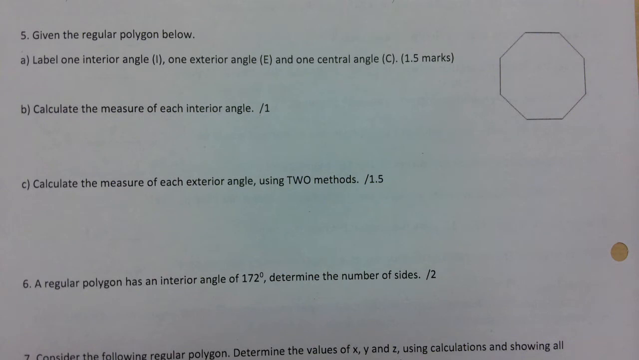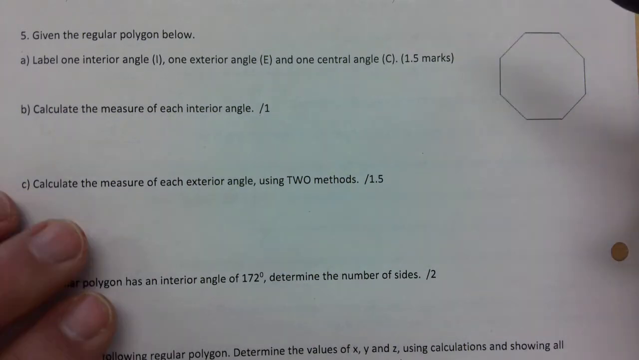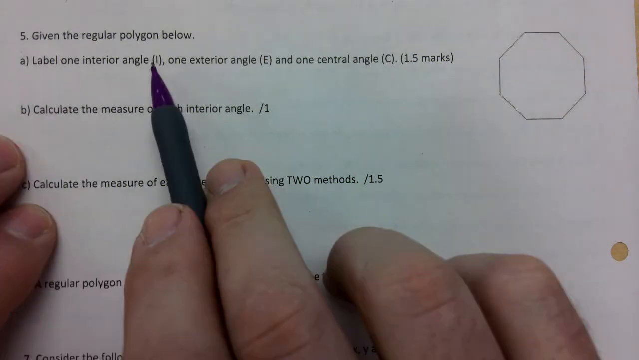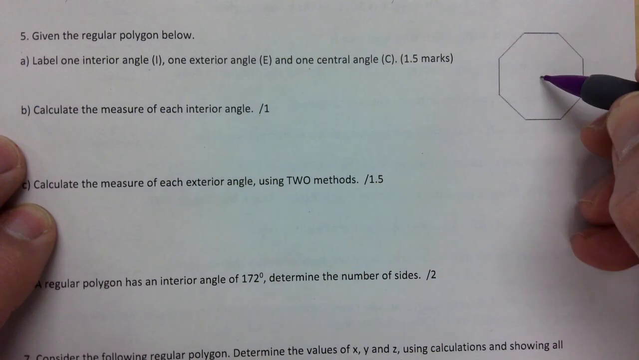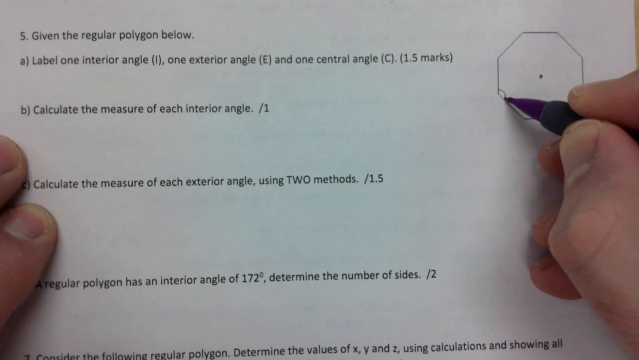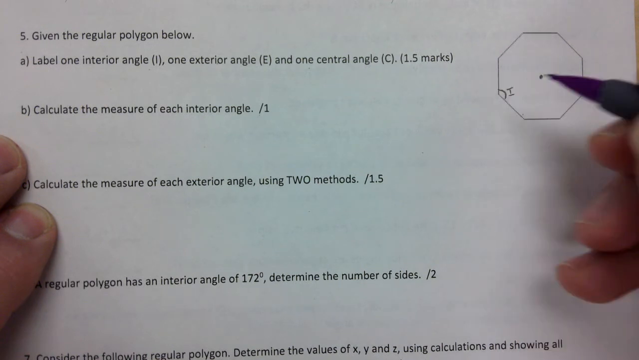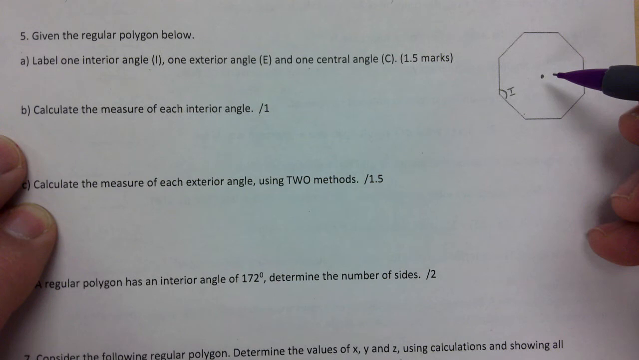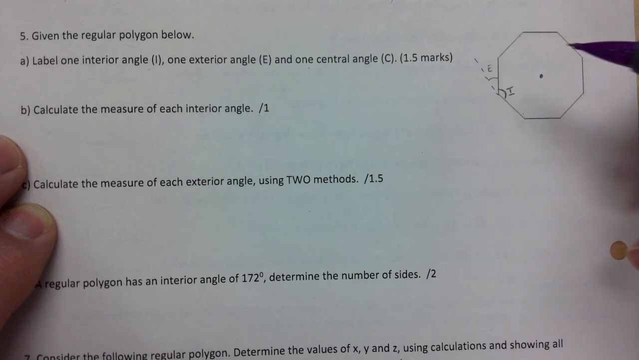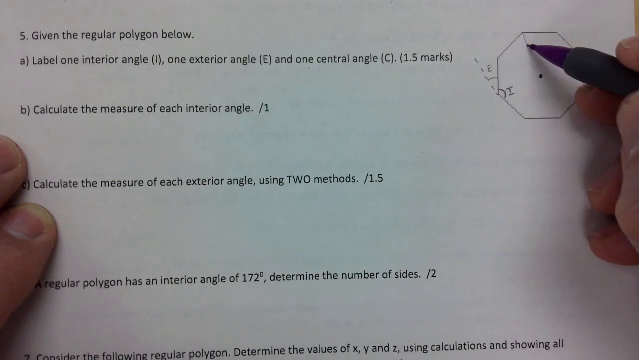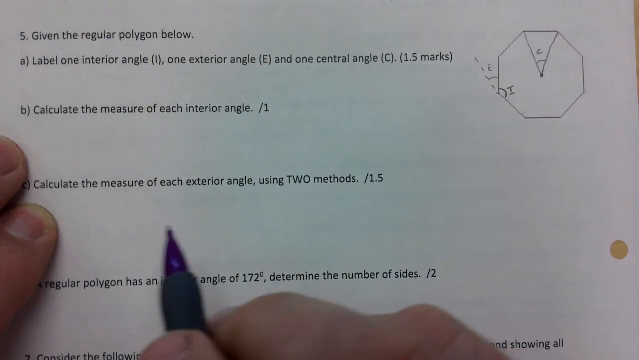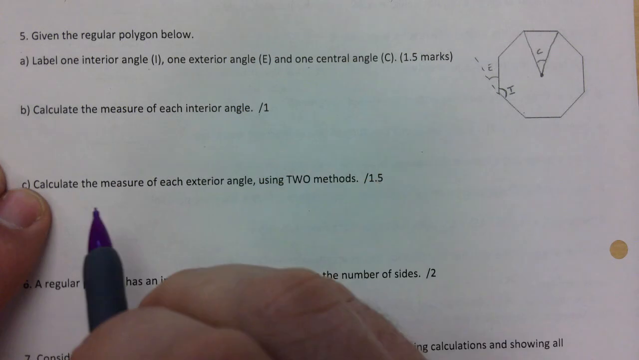And just watch out for consecutive interior. That has to be supplementary. And label, we're supposed to label all these angles in here. So I guess we'll start with the interior. If you just grab one of these and put an I there, you get the half mark. The exterior angle, you just extend one of the sides, and that's your exterior. And the central is found by going to the middle and just making a slice, and that's the central angle right there.